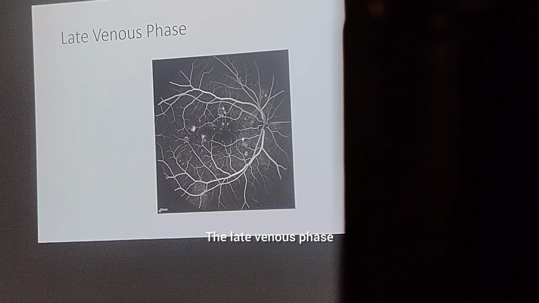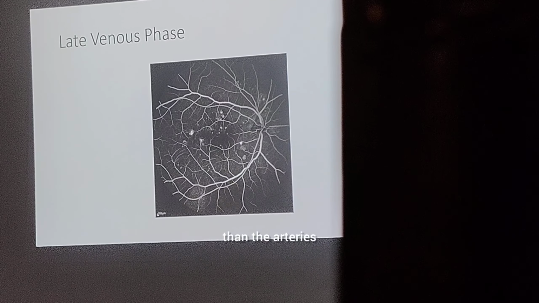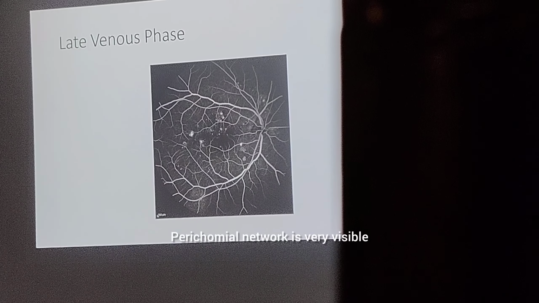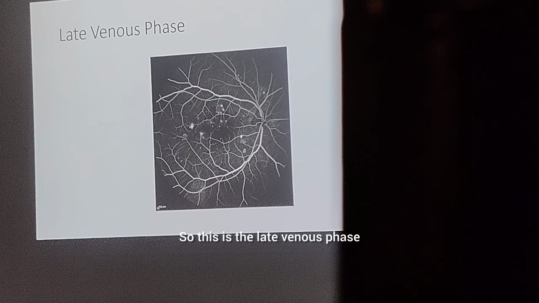In the late venous phase, you can see that the veins are clearly brighter than the arteries. Perifoveolar network is very visible. The background fluorescence has decreased drastically. So this is a late venous phase.